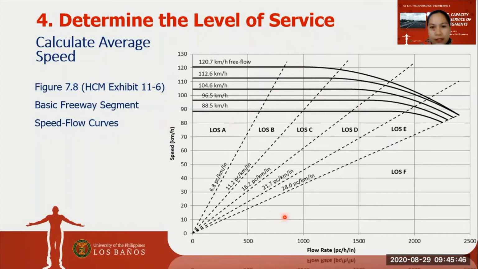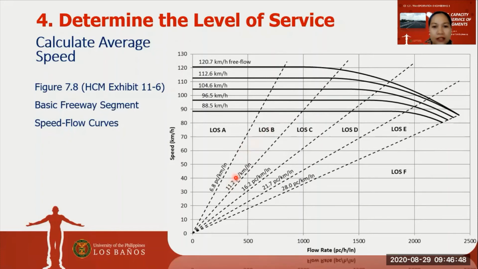So what can you see in this chart? This chart shows S in kilometers per hour, and this is the flow rate that you have calculated in step number 3. You can use this chart to determine the level of service if you have already calculated the flow rate and identified the speed in kilometers per hour. You can also use it when you have calculated the density, as shown in the previous slide. For example, your density is equal to 11.2. This broken line shows the density at 11.2 passenger cars per kilometer per lane. So the level of service of the freeway is within the region of LOS B.